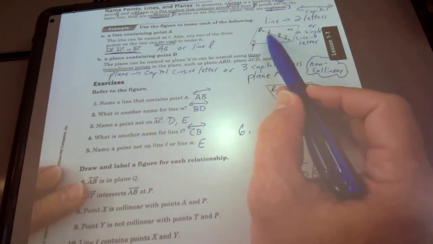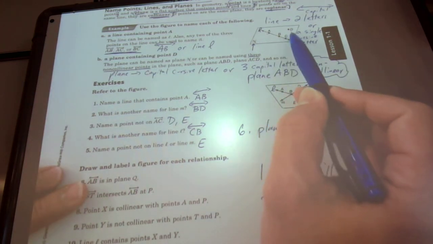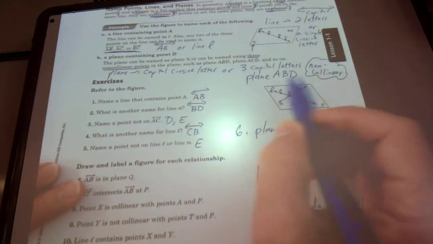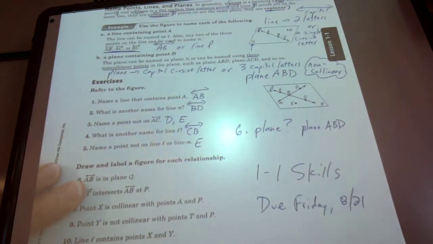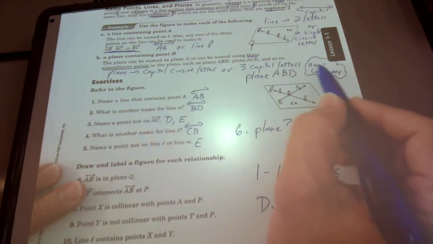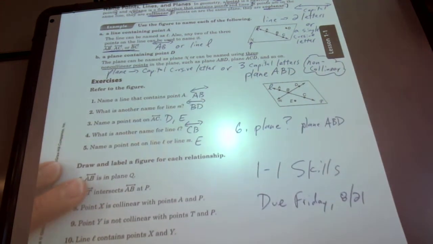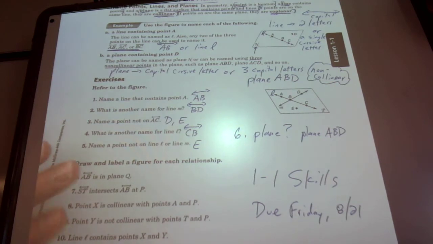So like in this instance, we could go plane A, B, D. D's not on the same line. When you do that, we just write plane and then our 3 capital letters, okay? All right? They have got to be non-collinear. 2 of them can be on the same line, but that 3rd one can't be.